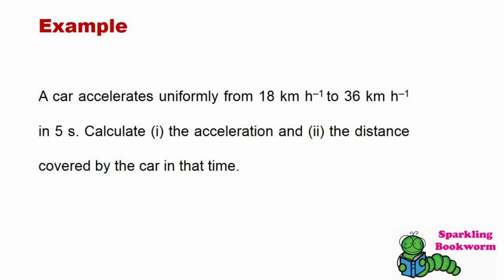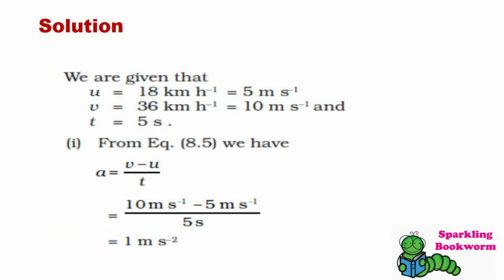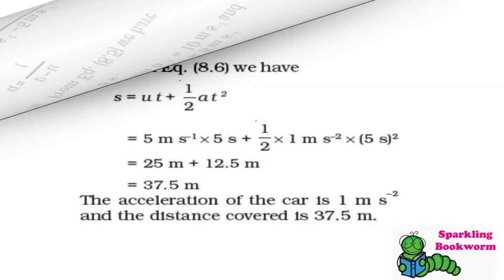Example. A car accelerates uniformly from 18 km/h to 36 km/h in 5 s. Calculate 1, the acceleration, and 2, the distance covered by the car in that time. Solution.